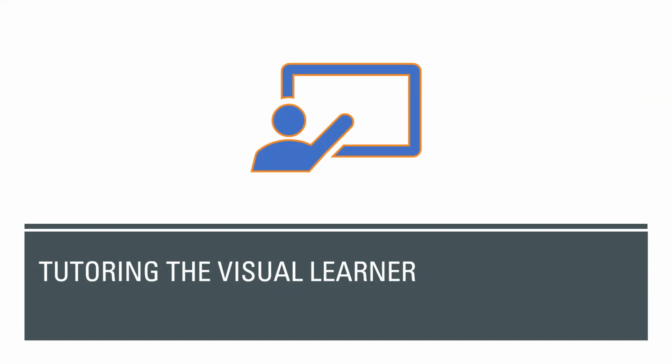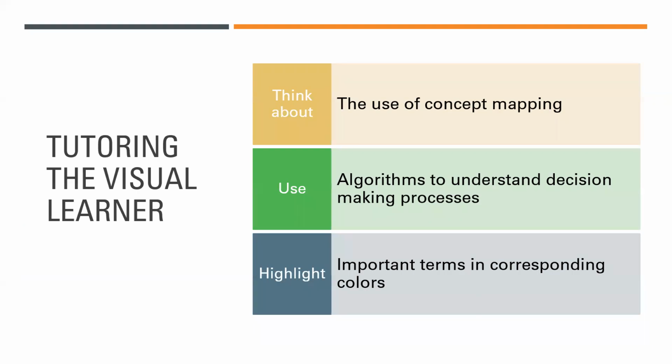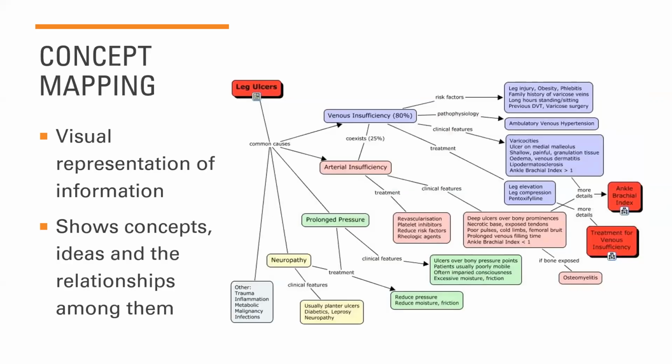Tutoring the visual learner. You want to think about the use of concept maps. You want to use algorithms to understand decision-making processes. And you want to highlight the importance of using different colors to remember terms and concepts.